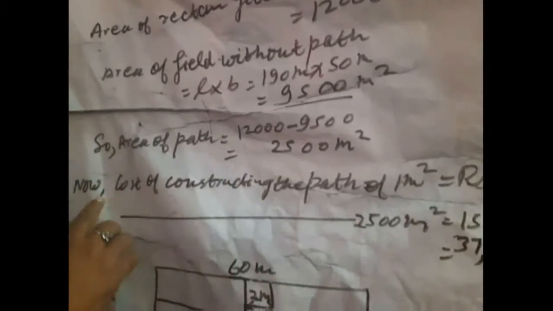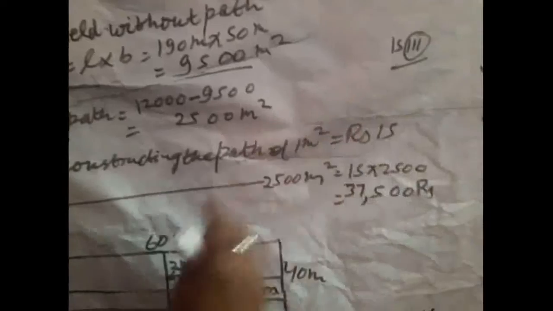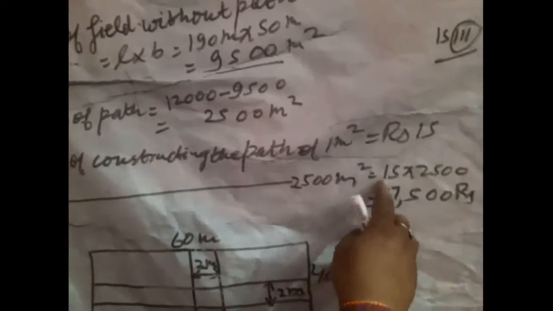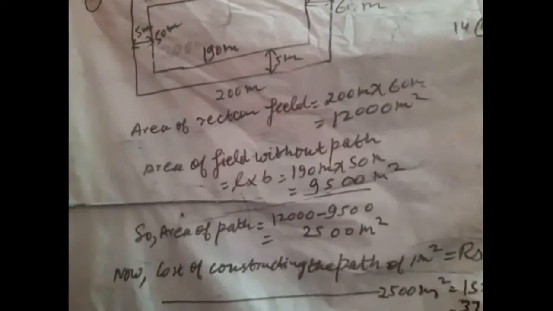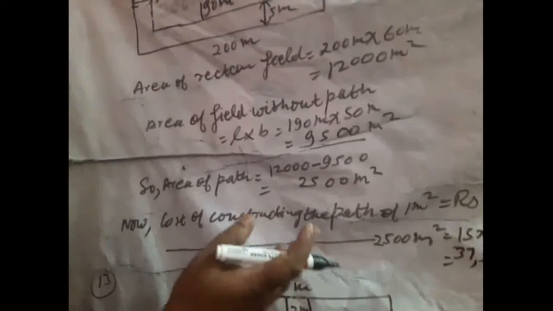Now second part, cost of constructing the path of 1 meter square is equal to 15 rupees. So cost of constructing of 2,500 meter square is equal to 15 into 2,500 is equal to 37,500 rupees. Now come to the question number 12. Question number 12 you can do yourself because it is the same as question number 10.